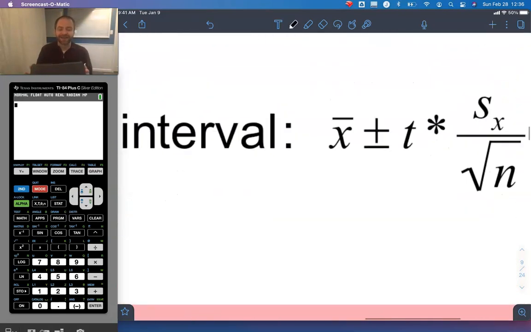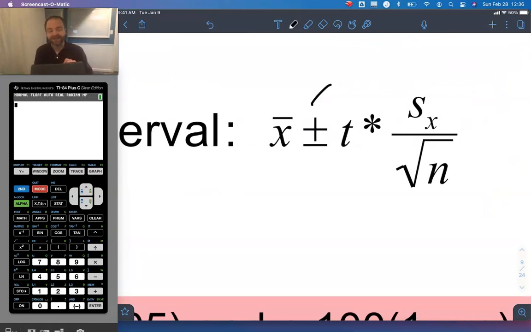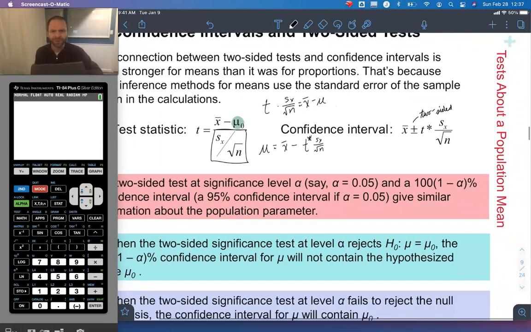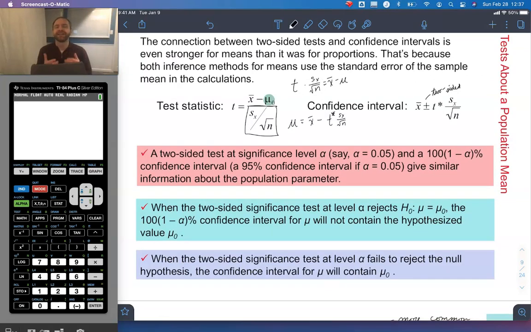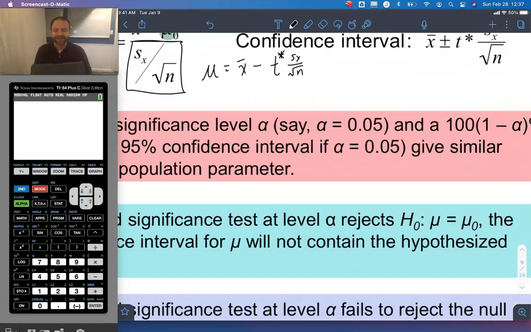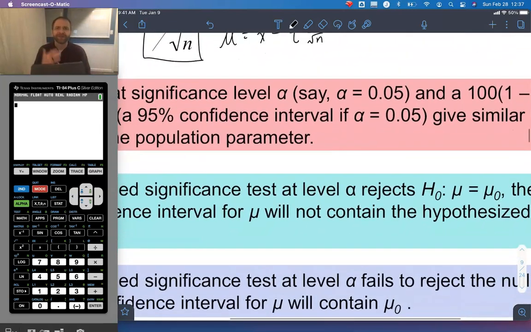This plus or minus comes from the fact that if we were doing a test, it would be a two-sided test. So you would go to the right, you would add, and you would go to the left, you would subtract. And so this plus or minus is because it's from a two-sided test. So there was no mistake in the arithmetic. Haha. But here we go. So what do we know from this? A two-sided test at a significance level of alpha, let's just say 0.05, and a 100 times 1 minus alpha confidence level. In other words, they're complements. If your alpha is 0.05, then your confidence level is 0.95, 95%.